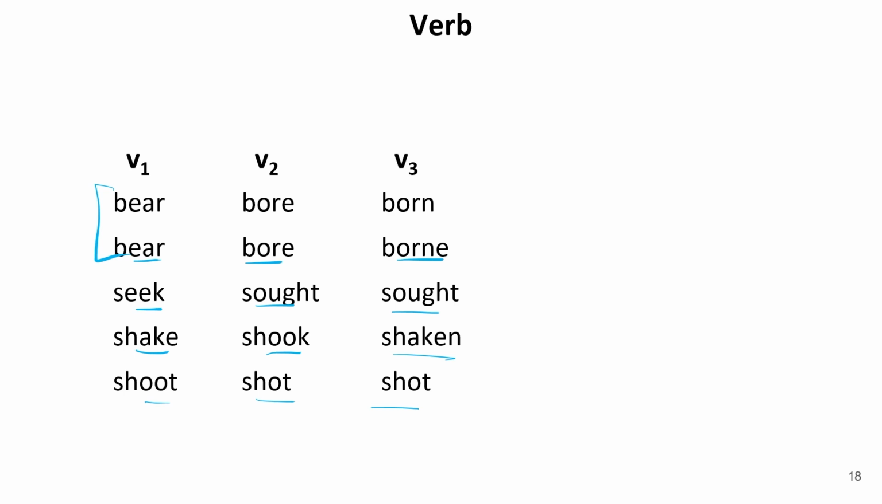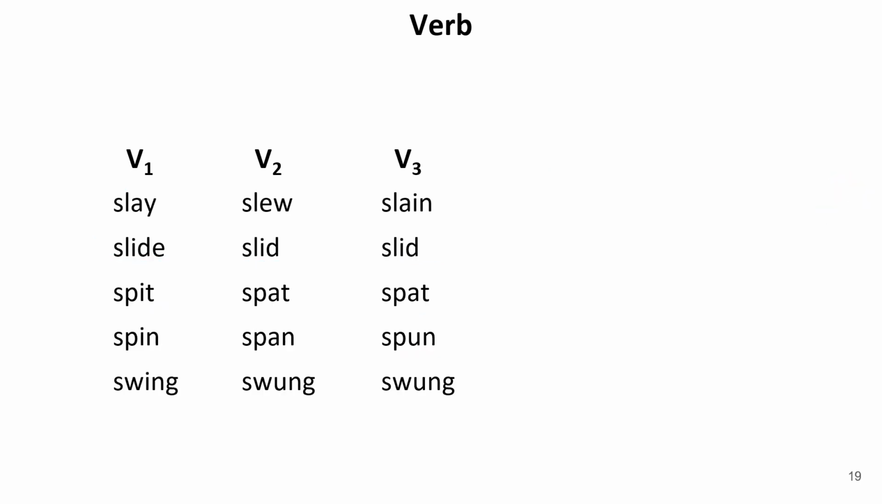For example, if we have the verb teach, the second form is taught and the third form is also taught. We cannot write teached. That is not the verb. So we have taught and taught. Slay. Now slay means to kill someone. So the second form is slew and the third form is slain. We have the verb fly. So the second form of fly is flew and the third form is flown.